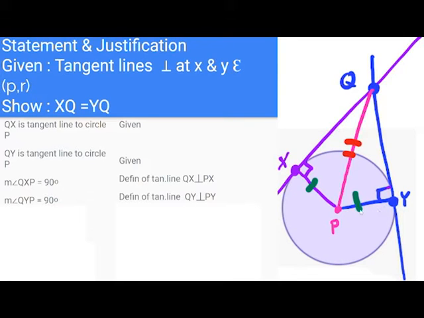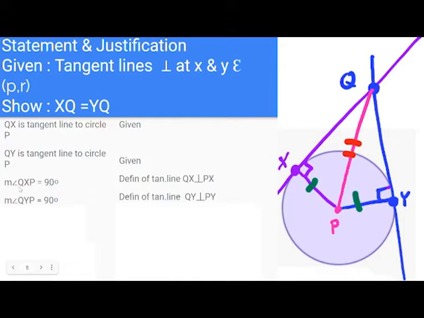And also we're trying to show that XQ equals YQ, right? We have four givens, right? We can state that XQ is a tangent line to circle P, right? That's a given, as well as YQ is a tangent line to circle P, right? That's also a given.